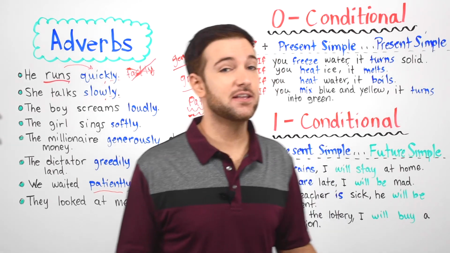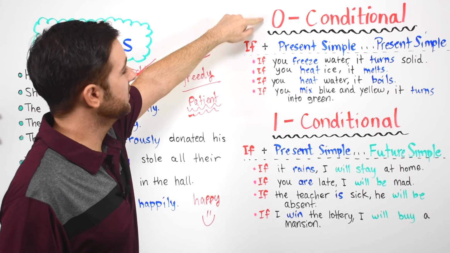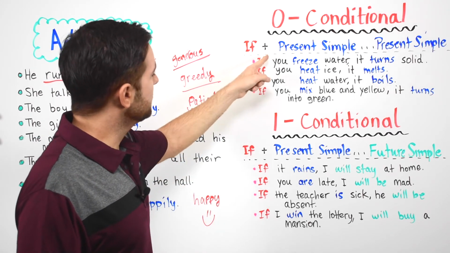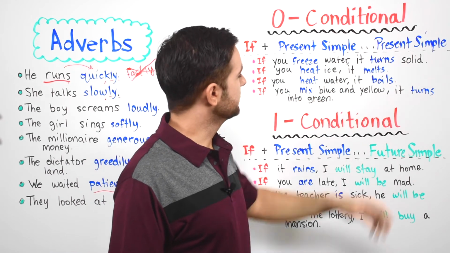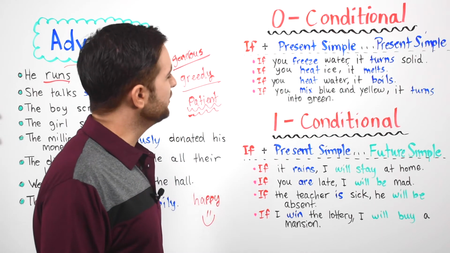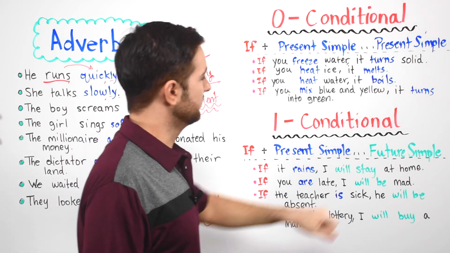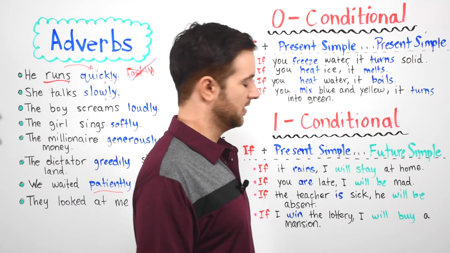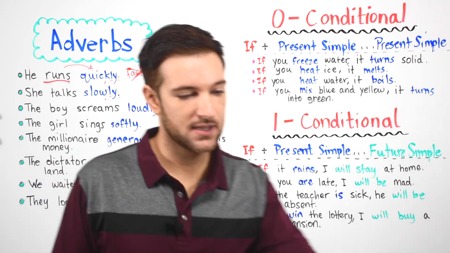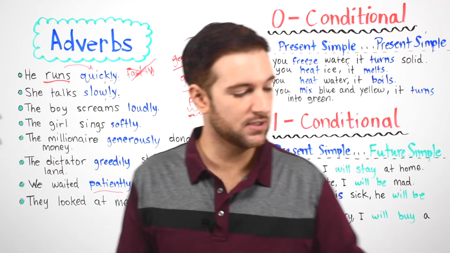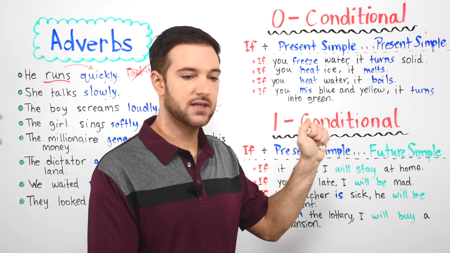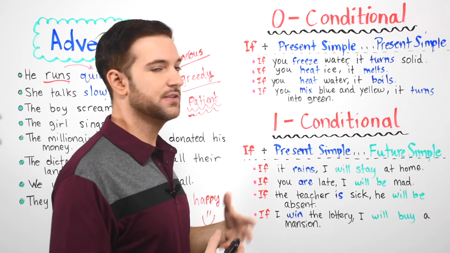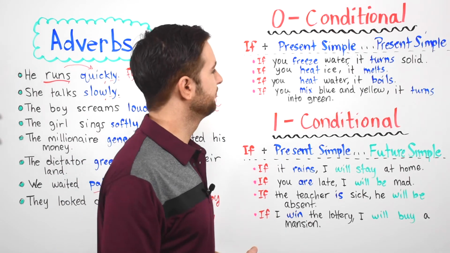So let's go ahead and look at some examples starting with the zero conditional. Remember, if plus present simple, and then you get present simple again. If you freeze water, it turns solid. For example, solid, that's solid, okay? Soft is like, I have here a napkin. A napkin is soft, okay? A pillow is soft. Things that are soft are like a bed, a blanket.